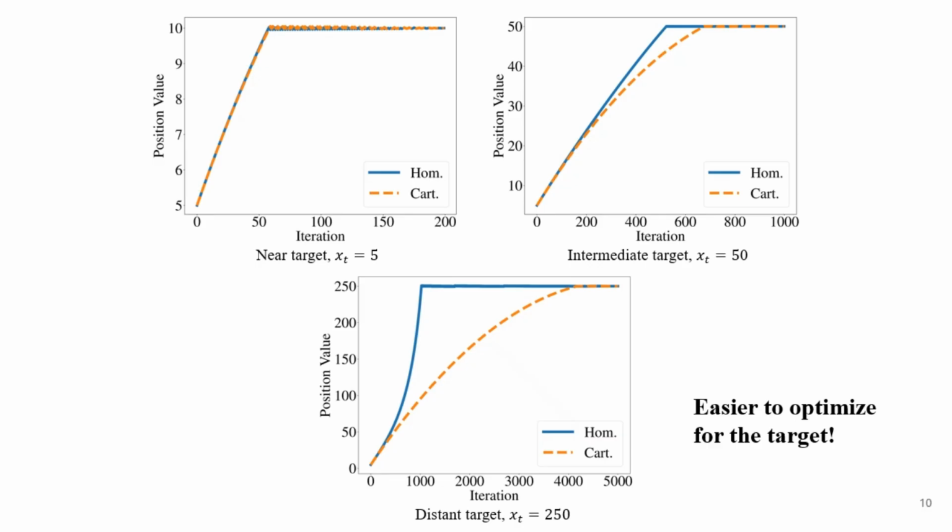space. It turns out that for a relatively near target, both representations are close in performance. However, in other cases, the homogeneous representation is able to converge at a faster speed.